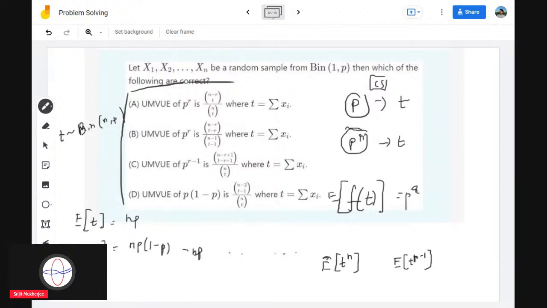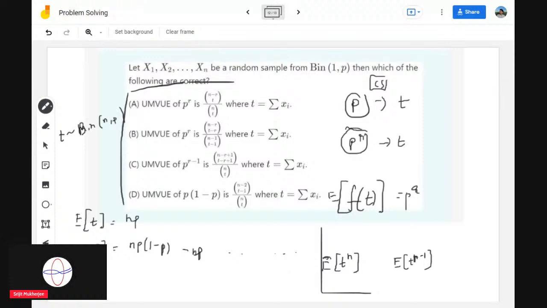You find out the expectation of t to the power 2, t to the power 3, and you can find the general relationship between the expectation of t to the power n and of t to the power n minus 1. That relationship is called a recurrence relation. From that, you can find a general formula of the UMVUE of p to the power r. So you have to form the recurrence relation. Without the recurrence relation, you cannot extend the idea; with it, you can extend that idea.